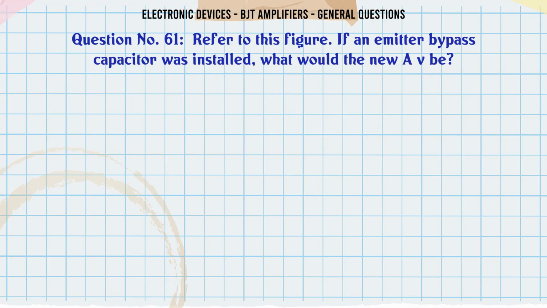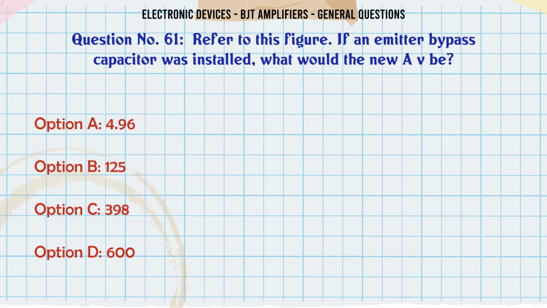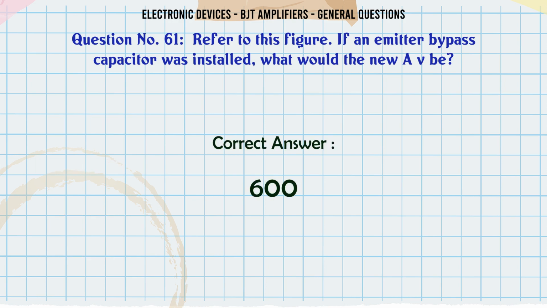Refer to this figure. If an emitter bypass capacitor was installed, what would the new AV be? A. 4.96. B. 125. C. 398. D. 600. The correct answer is 600.